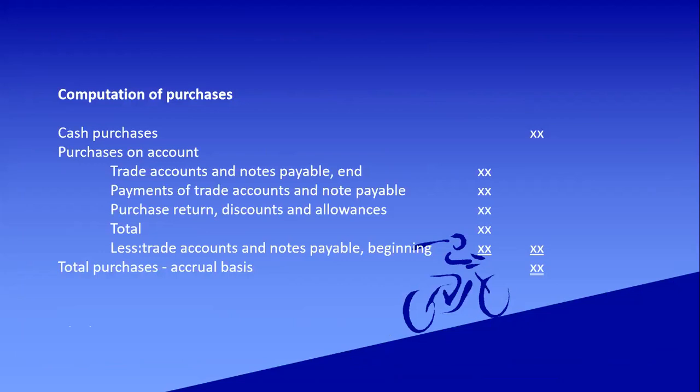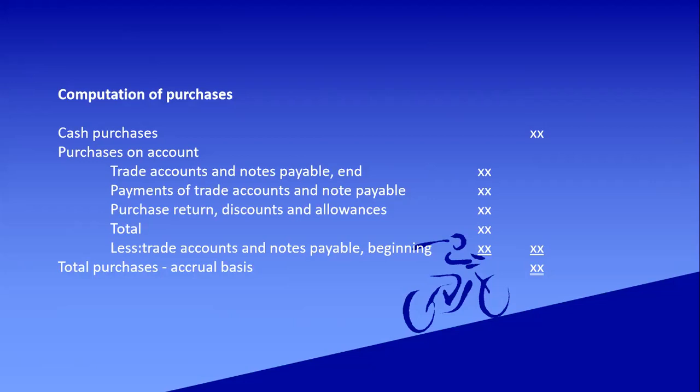Now we have next the computation of purchases. We have purchases on cash. Then we have purchases on account, trade accounts and notes payable, and again we are referring to trade notes. Payments of trade accounts and notes payable, purchase returns, discounts and allowances, and from the total we deduct trade accounts and notes payable beginning.